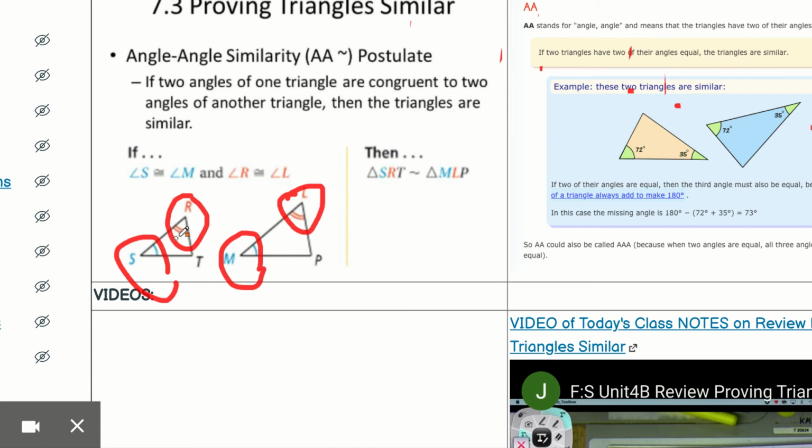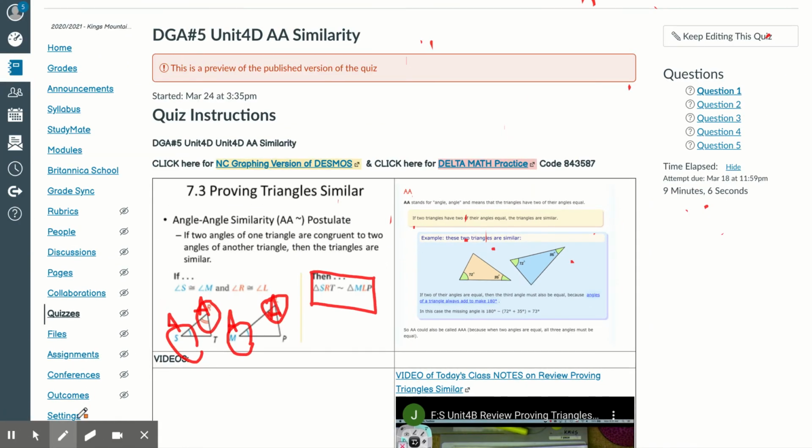So I have identified two angles. That's AA in the two different triangles that correspondingly are congruent. Because that is evident there, I can say that these two are similar. Then that's what this assignment is getting you to understand. And literally, that's all you have to do is identify.